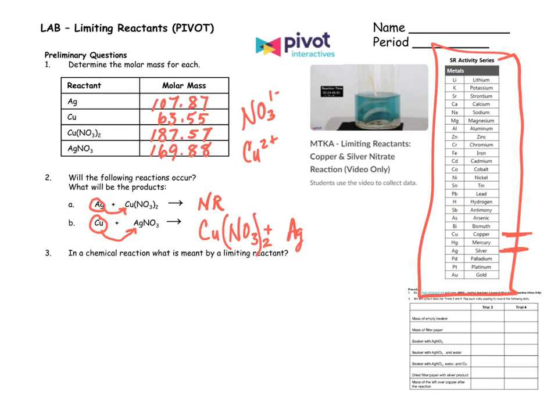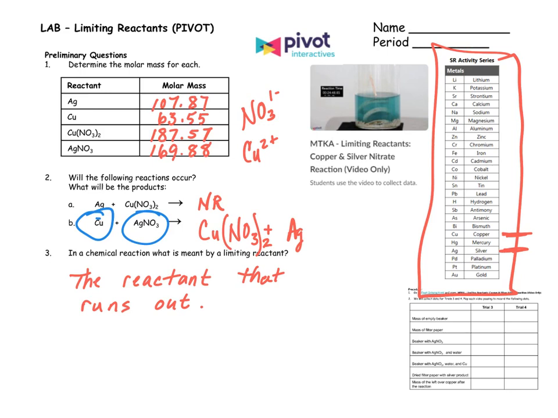Question 3. In a chemical reaction, what is meant by a limiting reactant? That would be the reactant that runs out. Now, in the case of this second reaction with copper and silver nitrate, if we mix the two, one of these two things would run out first, and the reaction would then stop. The one that runs out is the thing that is called the limiting reactant, and that will determine how much product you get, in this case, copper nitrate and silver.